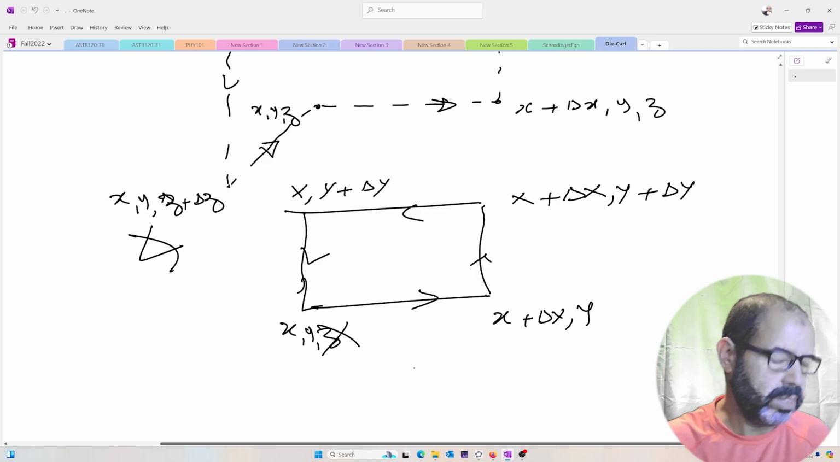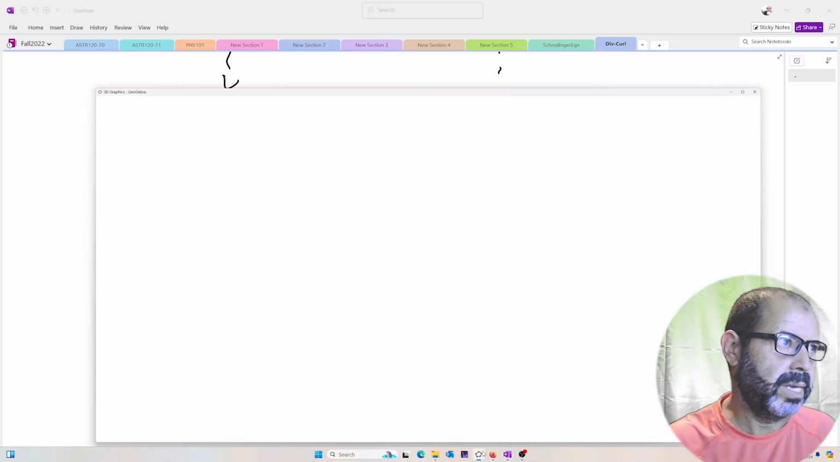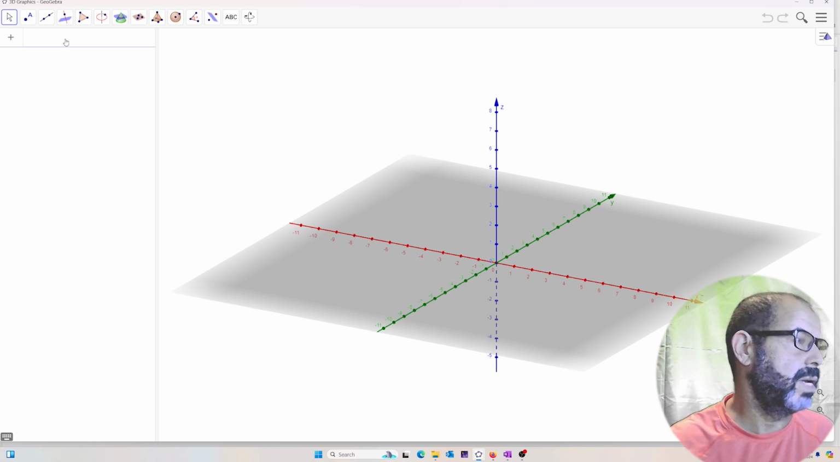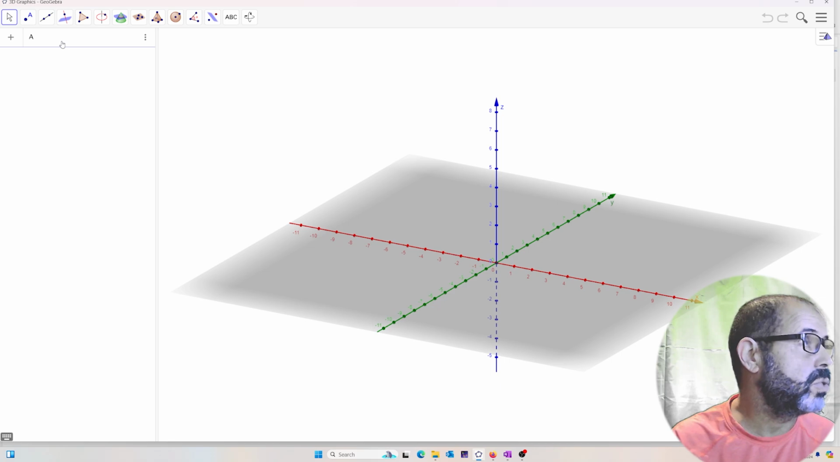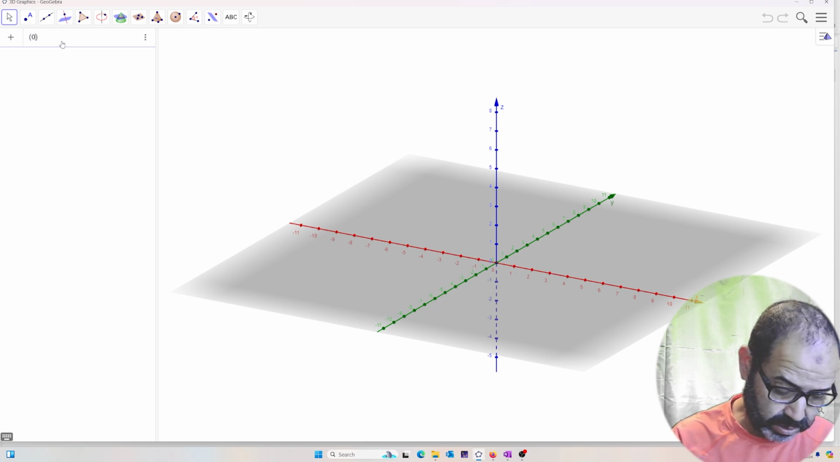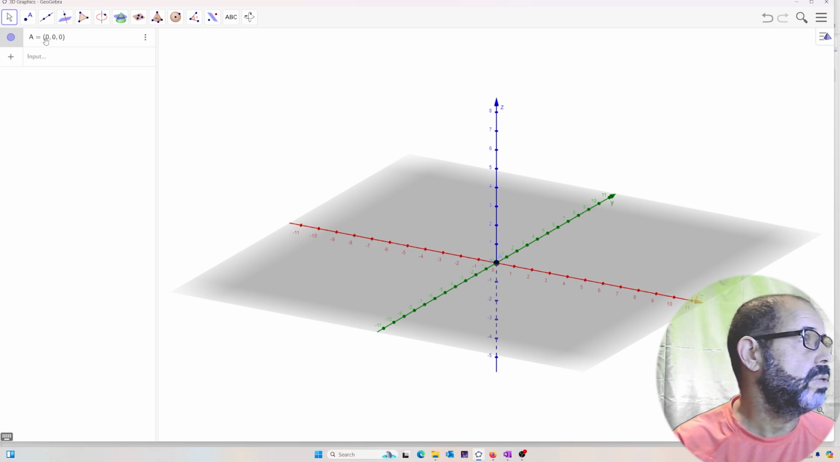Let me try to do an illustration of this using GeoGebra. Okay, hopefully it's going to help visualize. So I pulled up GeoGebra and I put it already in 3D mode. First of all, I'm going to define the origin as 0, 0, 0. Oh man, I should have called it O.